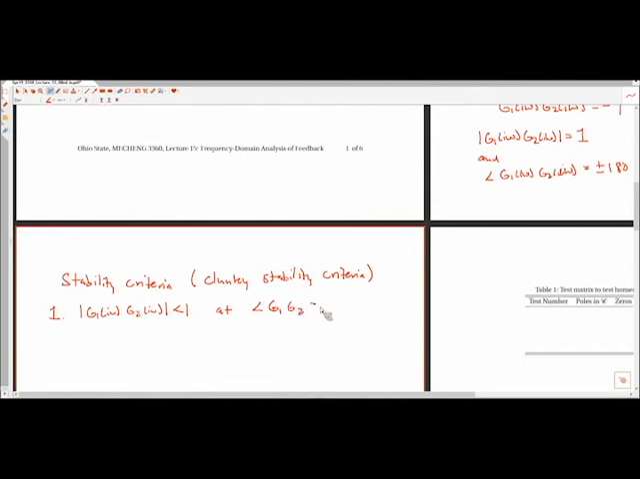So what this tells us is it gives us the stability criteria, and then we'll talk about why this is unfavorable. I'll call this, for lack of a better term, clunky stability criteria. So this gives rise to stability criteria, where this is our marginally stable point. We can have two different conditions. If we have the magnitude of G1 of I omega, G2 of I omega less than 1 at the phase of G1, G2 equal to plus or minus 180 degrees, this is stable.